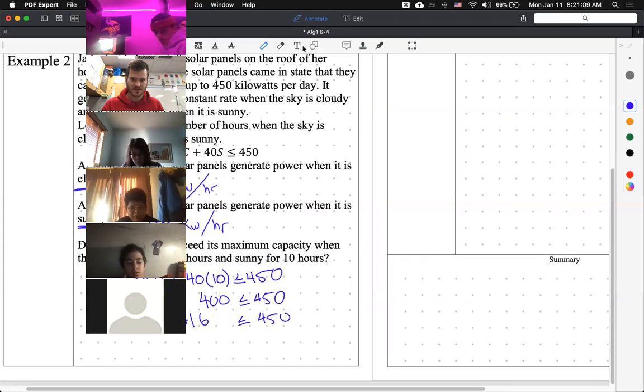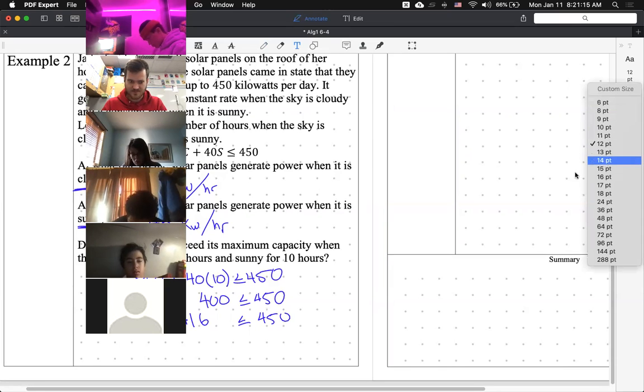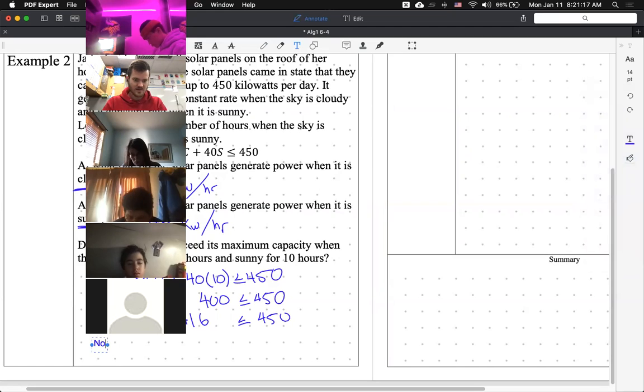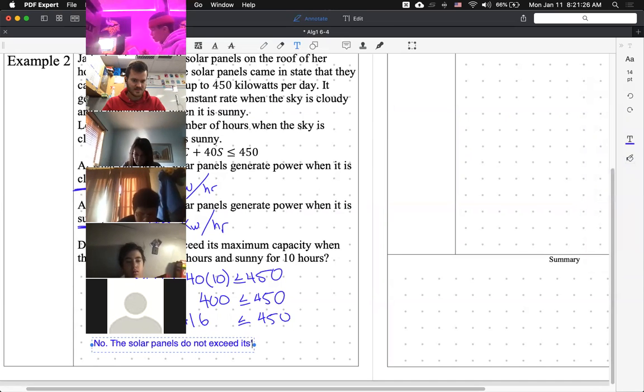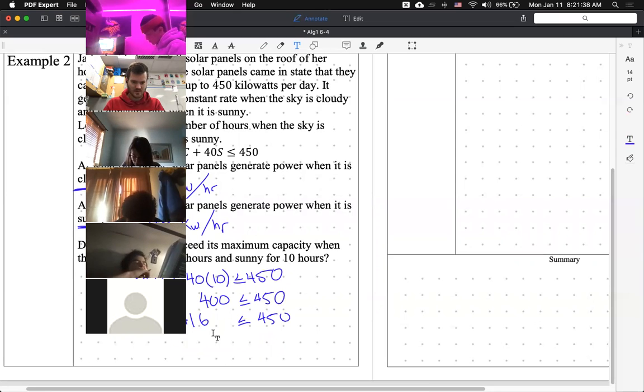Exactly. Yeah. So you can come down here. Go ahead and just type with slightly bigger font. I'll say no. Solar panels do not exceed its maximum capacity. Nice.